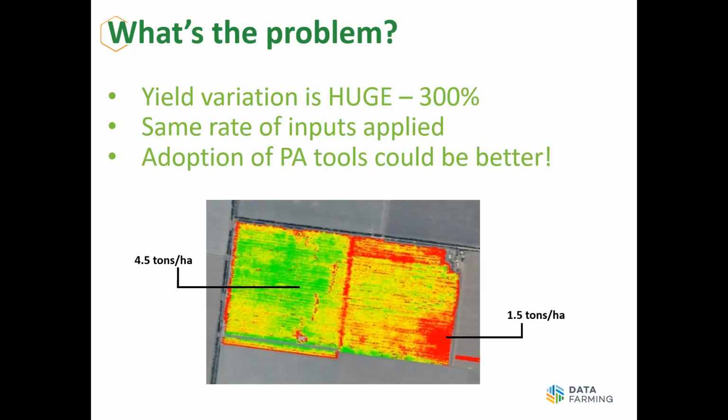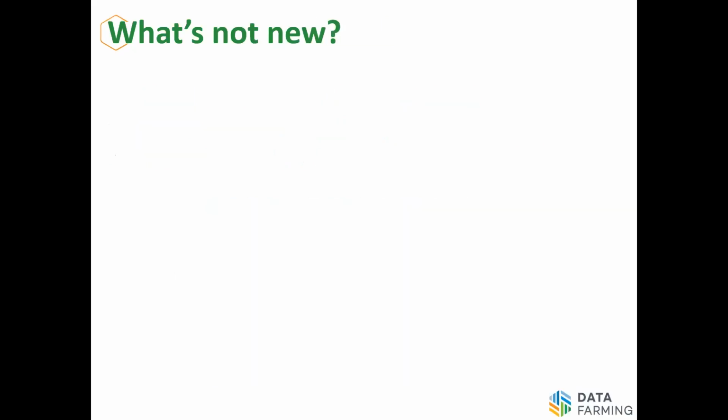And I think adoption of precision ag tools has been pretty slow. And that's not the fault of the growers' willingness to do this. It's largely the technology not being simple enough to actually implement this in a value proposition. So I think we're at that point now where we're getting there.